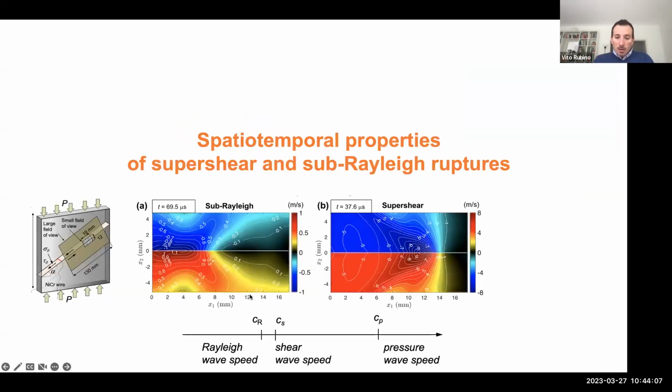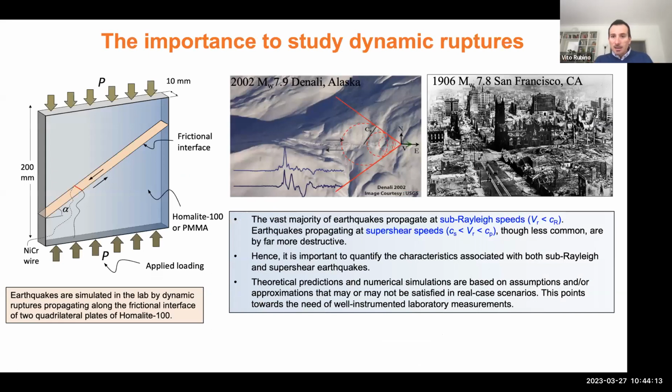Now let me focus on the spatio-temporal characteristics of dynamic ruptures. Studying dynamic ruptures is, of course, important because many earthquakes propagate at sub-Rayleigh speeds, so it's important to understand the characteristics of sub-Rayleigh ruptures. Less frequently, earthquakes propagate at supershear speeds, but when they do so, they are more damaging. So it's important also to understand these characteristics.